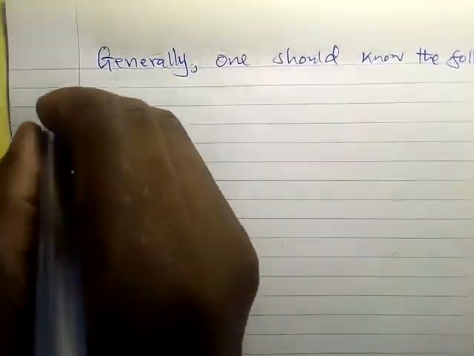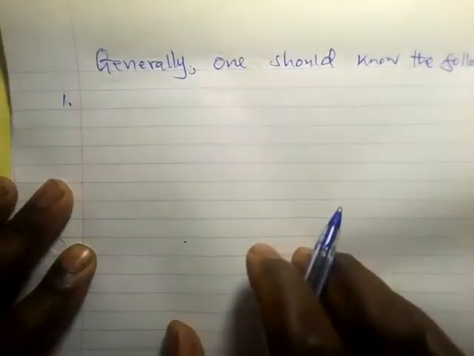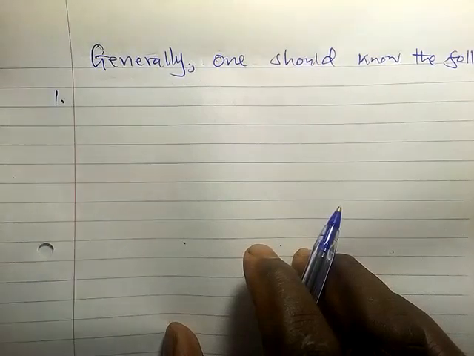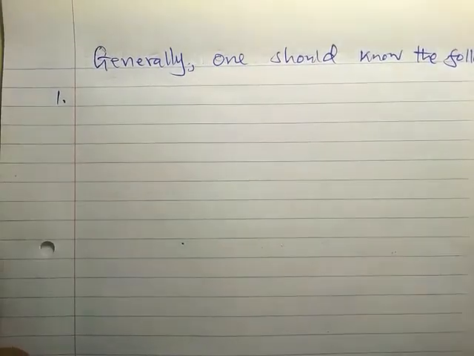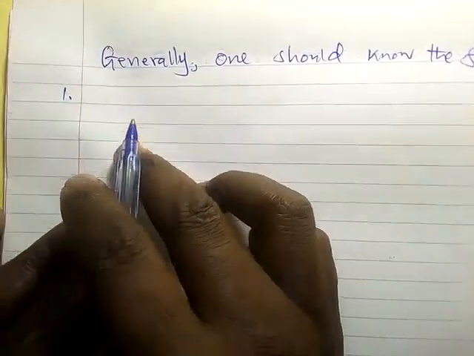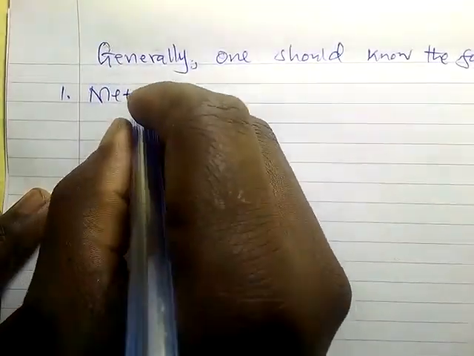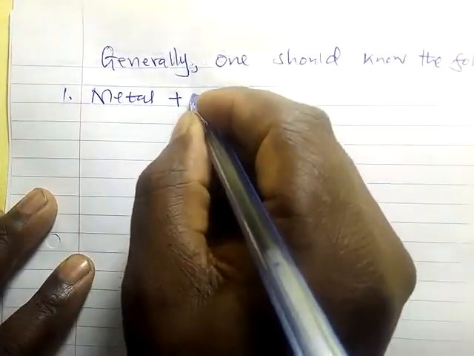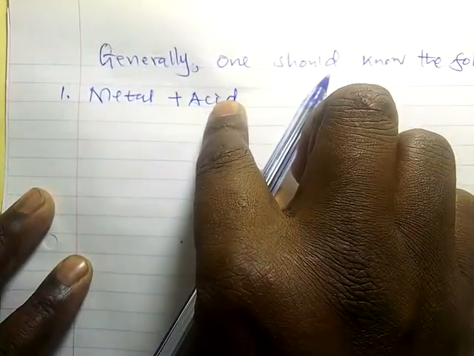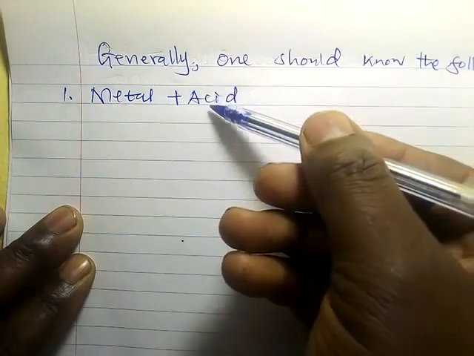Number one, you know metals, non-metals. By the way, how do you know that an element is a metal and another one is a non-metal? I have already said that there's a video for that. You can check it. So for now, you should know that a metal plus an acid, you should know the names of the acids. We have hydrochloric acid, nitric acid, sulfuric acid.